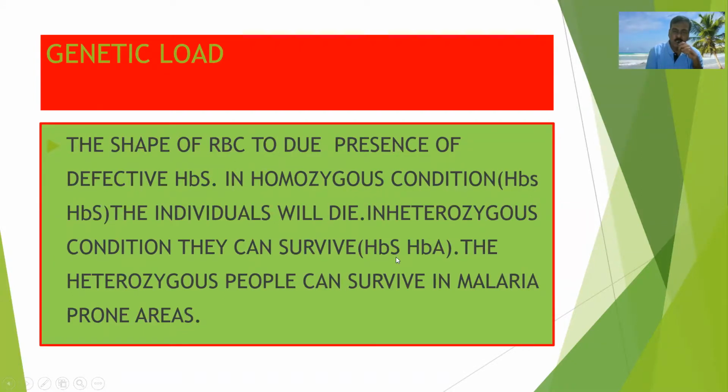That is hemoglobin S and hemoglobin A. Heterozygous people can survive in malaria-prone areas in Africa, where the RBC is distorted and sickle-shaped. That's why the malarial parasite, the plasmodium, cannot survive or feed on the distorted RBC. They die. That's why heterozygous people will survive, whereas the homozygous recessive individuals will die. In the heterozygous case, there is a normal gene as well as the distorted gene, so they can survive. This is called genetic load.